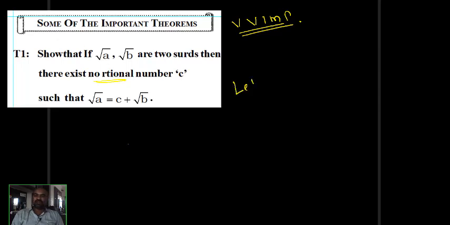What I can say, let root a equal to c plus root b. Root a and root b are surds and c is a rational number here. Clearly given, no need to write again. Actually, a surd can't be written in the form c plus root b. But as an assumption, let us assume it. Indirect method of proof. We can prove this.